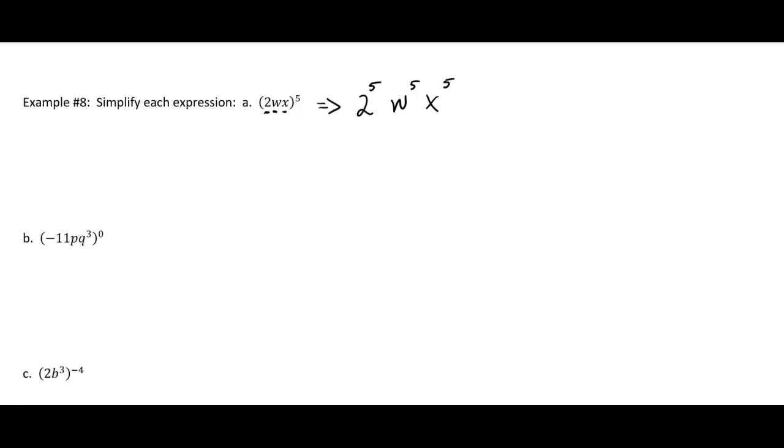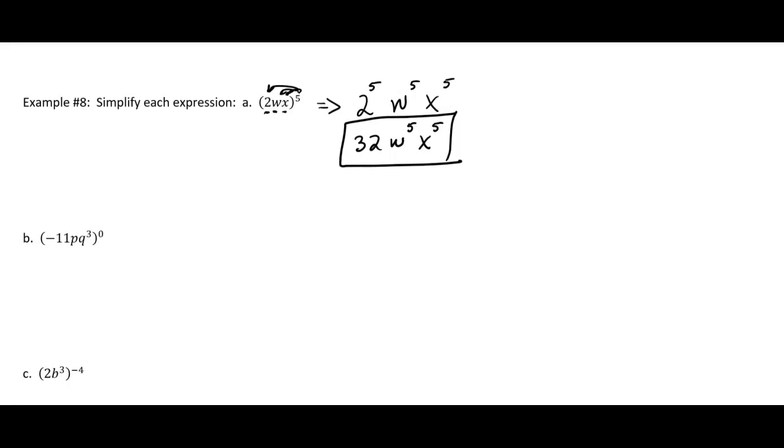Now 2 to the 5th, they're going to want you to multiply that out. So it's going to be 2 times 2 times, anyway, it's 32 if you multiply them out. W to the 5th power, x to the 5th power. And so that's going to be the answer like that. So it's how you remove those parentheses. It's kind of like distributing, but don't forget you got to take it to the coefficient as well. So 2 to the 5th and w to the 5th and x to the 5th.